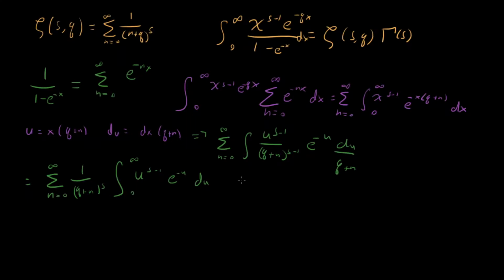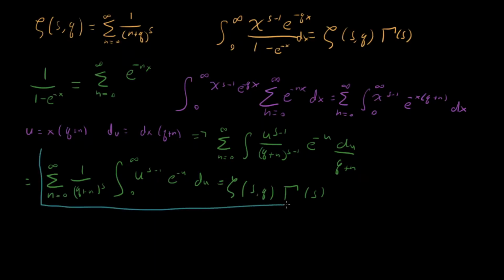And then you see this is just another way of saying exactly what we wanted to have on our right hand side. This is exactly equal to our Hurwitz zeta of s and q multiplied by the gamma function. And so we've done it. We've started with the integral on the left-hand side, and by forcing things into this form, we were able to prove this property.